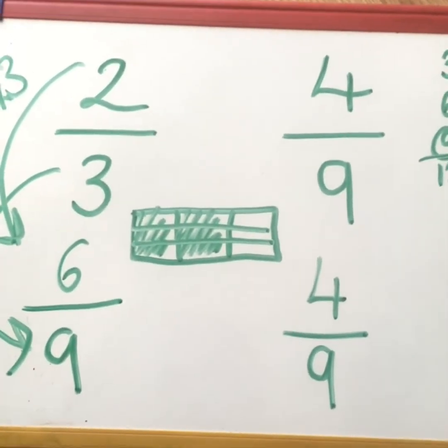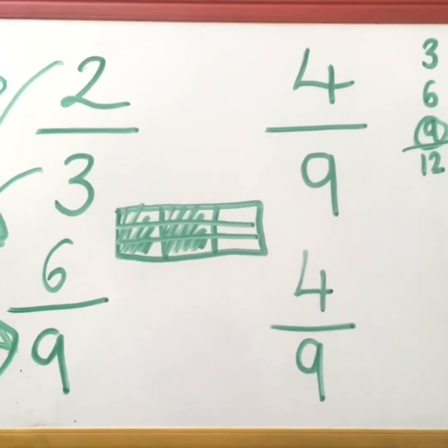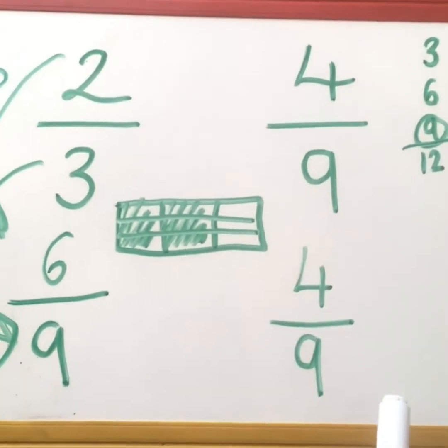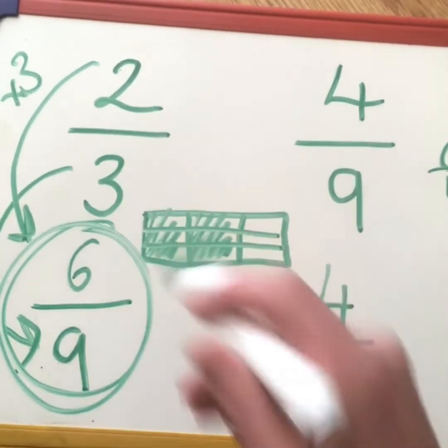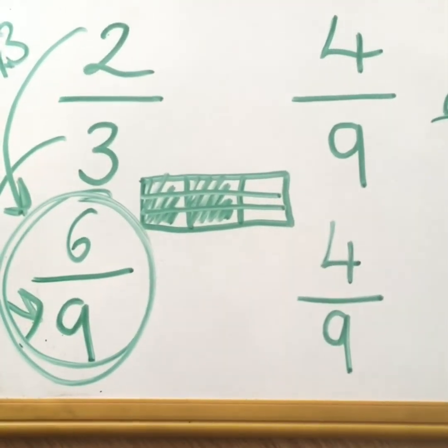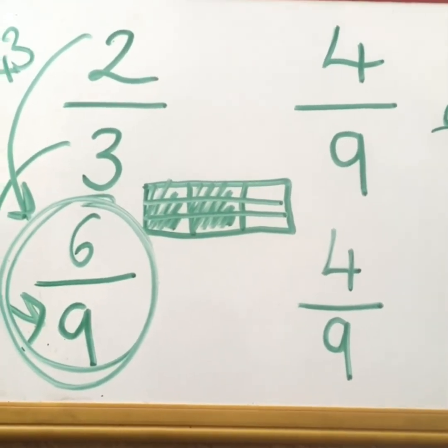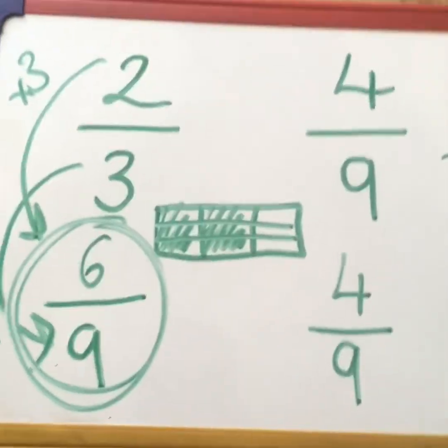Now I look at the fractions, which one is bigger? Would I rather have 6/9 or 4/9? Hopefully you are telling me that I'd rather have 6/9 of the pizza because that fraction is bigger, because the numerator is bigger when the denominator is the same.